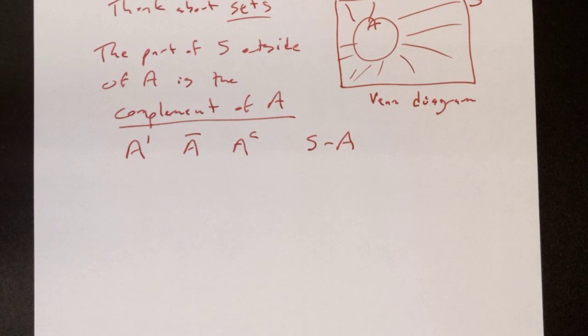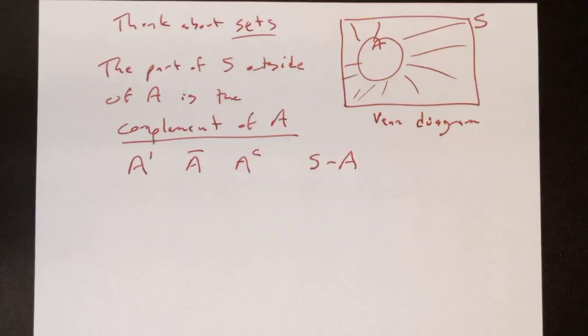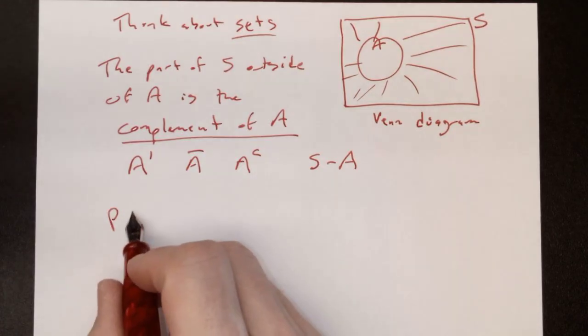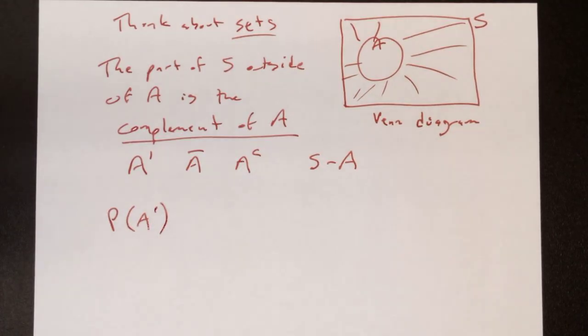Well, let's think about probabilities for a moment. I do the experiment in this sample space with this event. What is the chance that I end up in A complement?